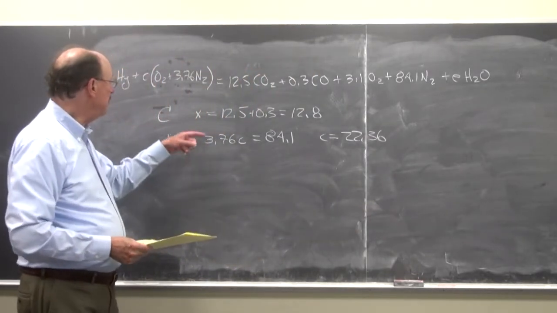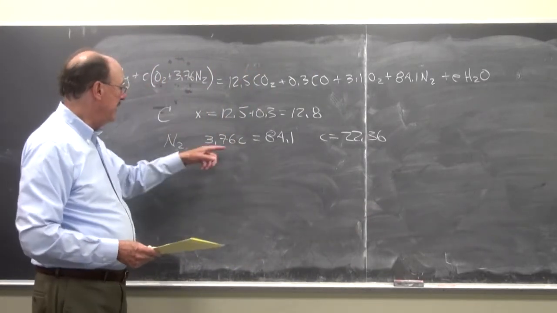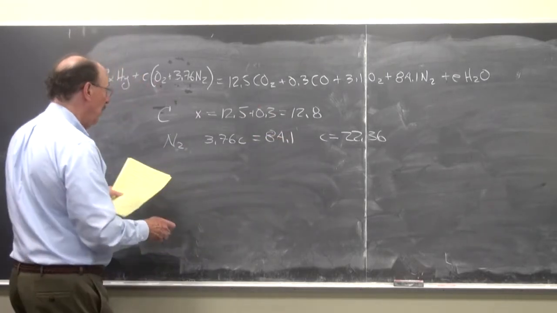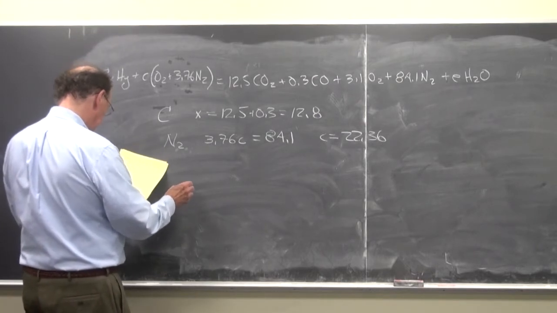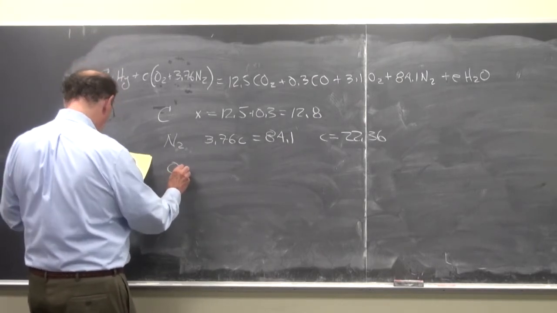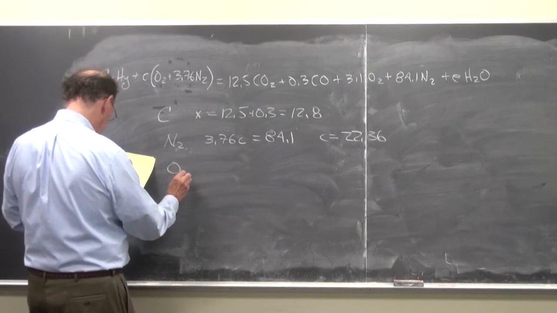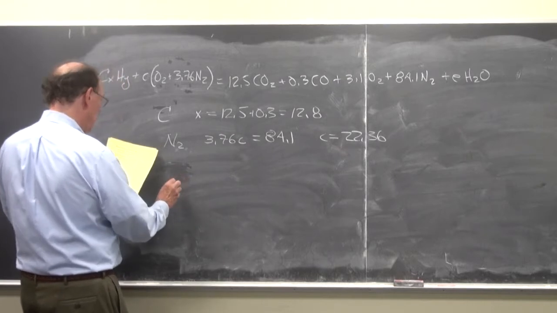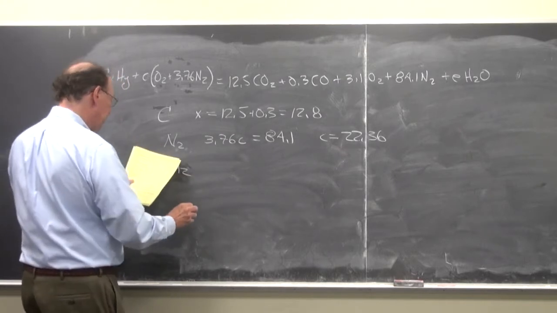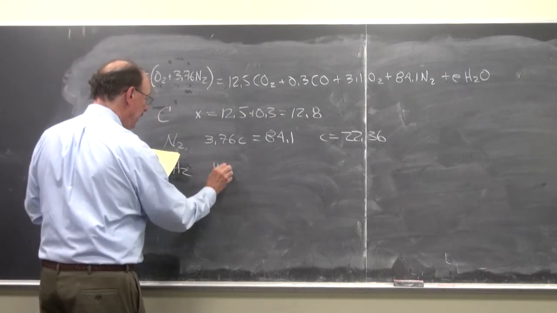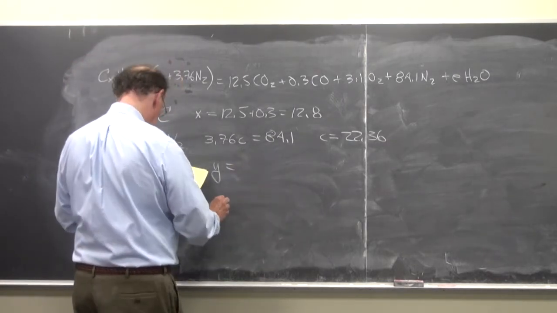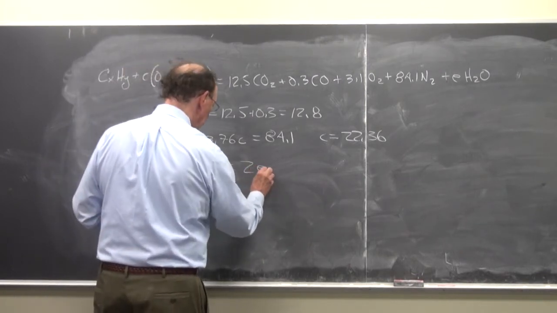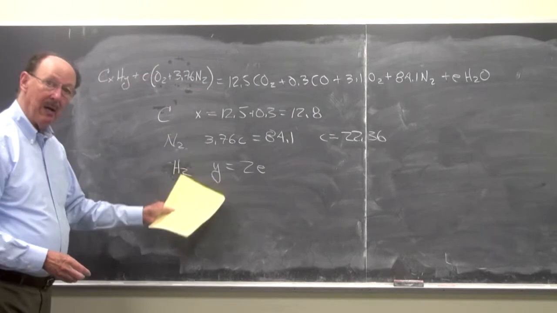And so the nitrogen always is in this ratio in the air, and with that I can find C, and that gives me O2 as well. So O2, now O2 is a little more complicated. Let me do H2 first. So we'll do H2, and on the left side we have Y, and on the right side we have 2E. Oops. So now I see I have a problem here.